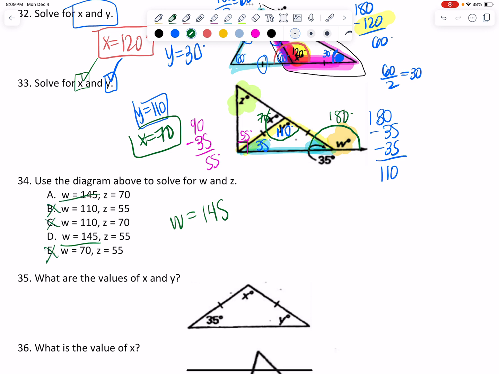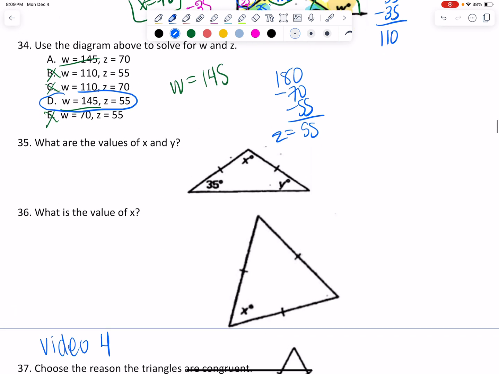And then Z is going to be, let's do this in a different color, 180 minus the 70 I spent here minus the 55. So 180 minus 70 minus 55. So we know that that's going to be one of our other two choices. That gives me 55 degrees. And so that is going to be answer choice D. Z was 55.